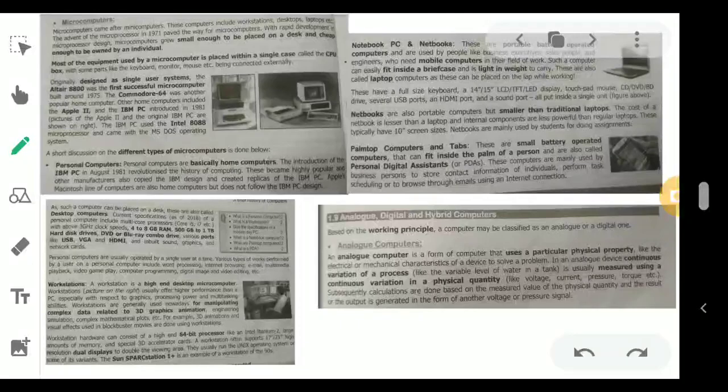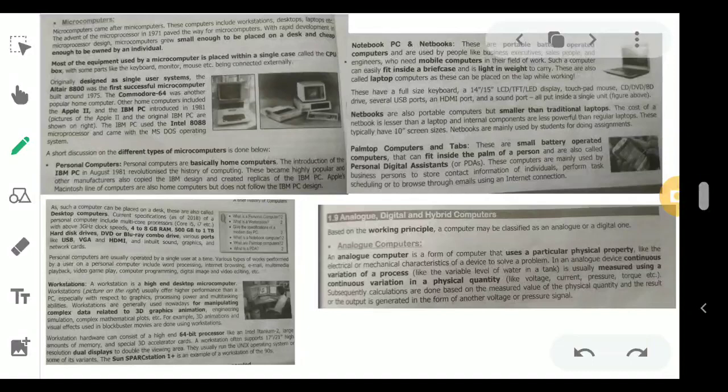In the previous lecture session, we discussed the classification of computers depending upon their size and capability. But in today's session, we need to know how we can classify the computer based on the working principle. Based on the working principle, a computer can be classified as an analog computer, a digital computer, and another one, hybrid computers. So let's first talk about the analog computers.